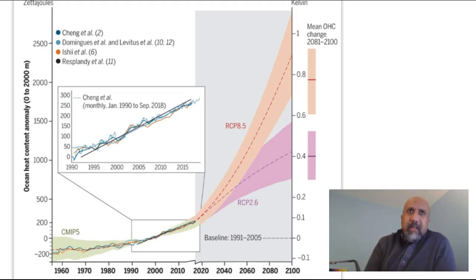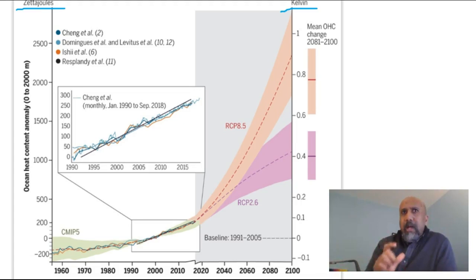Now, on this left vertical axis, you can see that this is done in zetajoules, so that's a measure of energy. So we can see this is how much it's changing in terms of zetajoules. And because zetajoules is not really something that most of us deal with, they also have it on the right side in Kelvin. And this is changed in the ocean, sort of total heat content, total temperature, if you will.